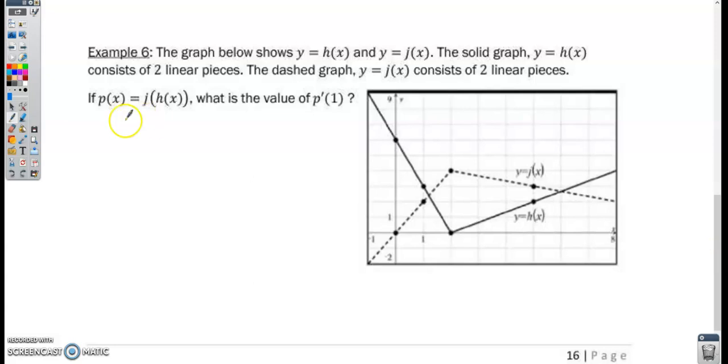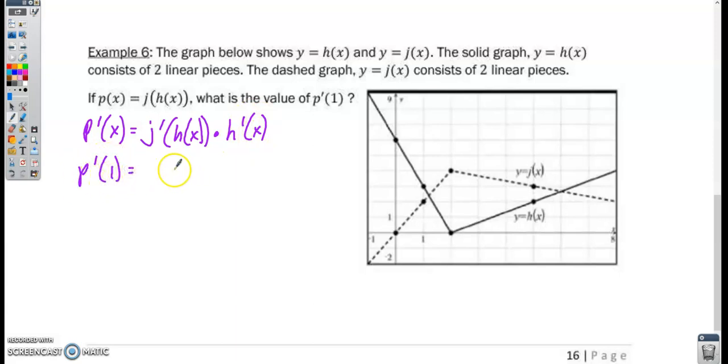Okay, so first things first, I'm going to take the derivative of p(x) using our derivative rules. p'(x) is equal to, and we're going to have to use the chain rule since this is a composite function, the derivative of the outside, leaving the inside the same, times the derivative of the inside. And since we want the value of that at 1, it's going to be j'(h(1)) times h'(1). And now we can just go ahead and figure out what the values of those are.